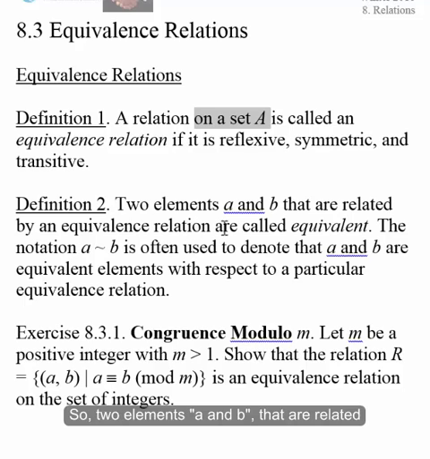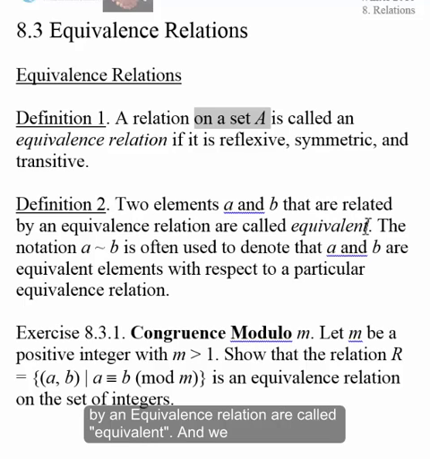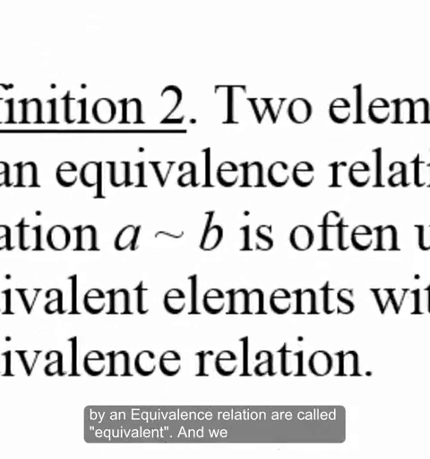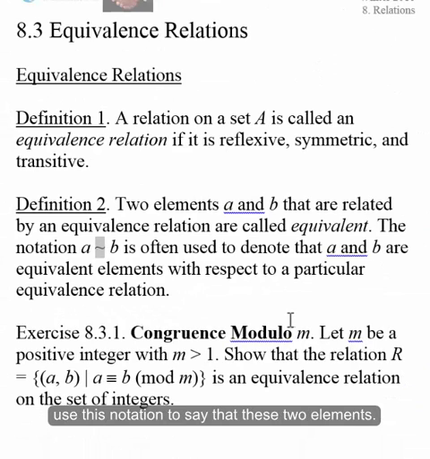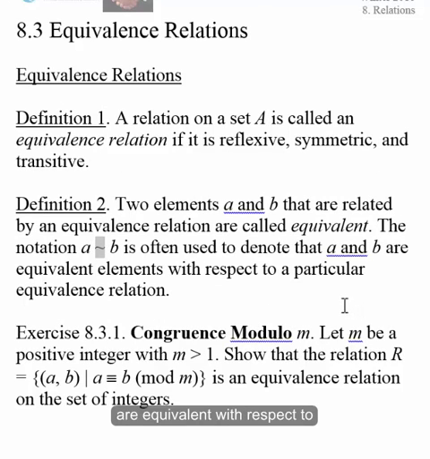So two elements A and B that are related by an equivalence relation are called equivalent. And we use this notation to say that these two elements are equivalent with respect to a particular equivalence relation.